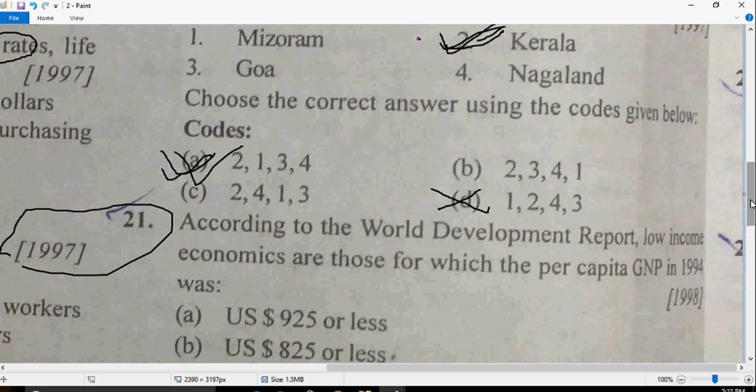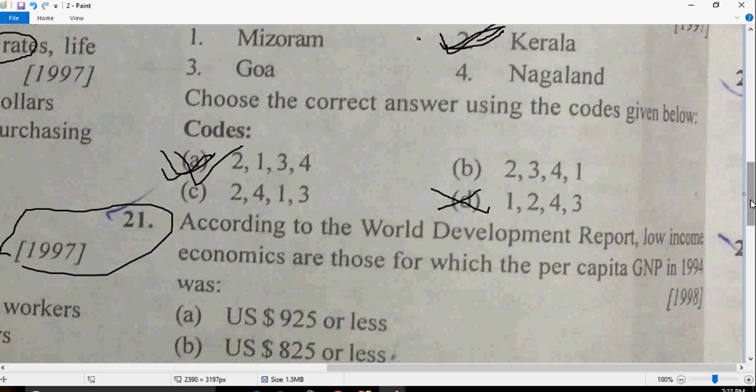Once again I repeat, the literacy rate according to the census of 2001: Kerala is 87.7%, Mizoram is 87.7% according to the census of 2001, and Goa has a 76.5% literacy rate of the female.